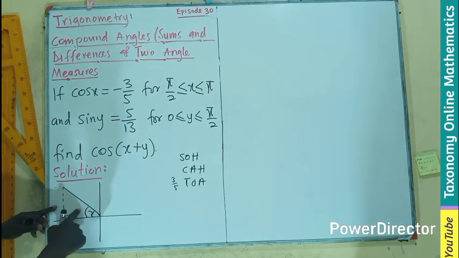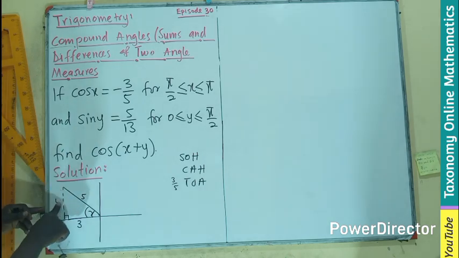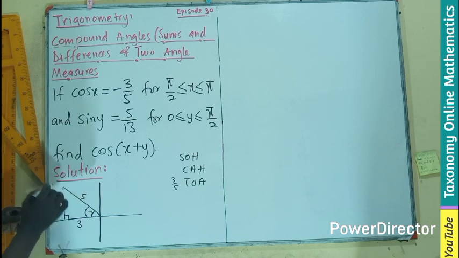So what do we do? This is the opposite side, hypotenuse, adjacent. So 3, hypotenuse is what? 5. So it is here that we need to find the opposite side. Let's indicate, okay, y is here. So let's indicate here with the letter, let's say n.